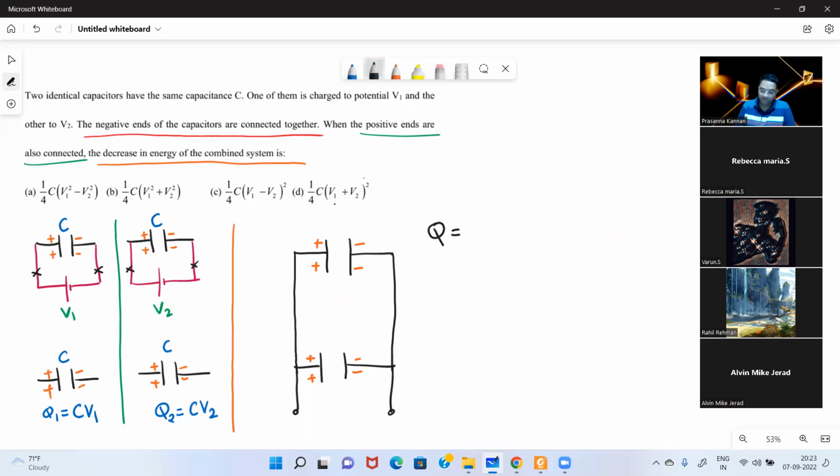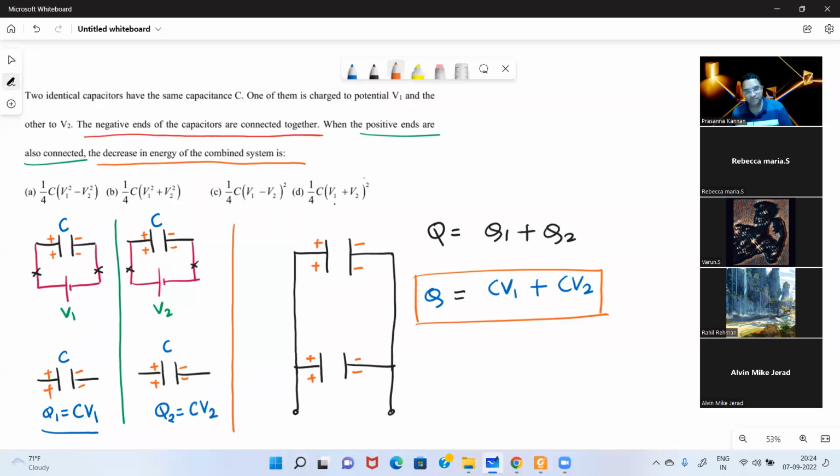In the previous sum, it was Q2 minus Q1, right? Yes, sir. That was because we connected the positive plate to the negative plate and vice versa. Now here we are connecting positive plate to positive plate, negative plate to negative plate. That means only the charges will get added up. So Q1 is nothing but CV1, and Q2 is nothing but CV2. So this is your Q.